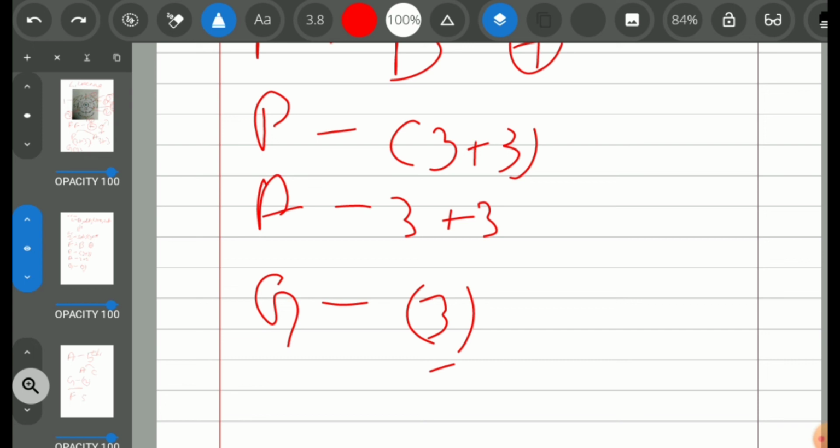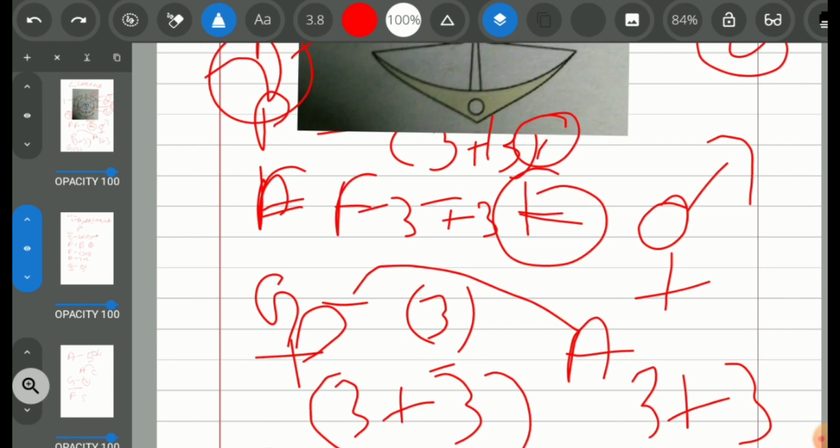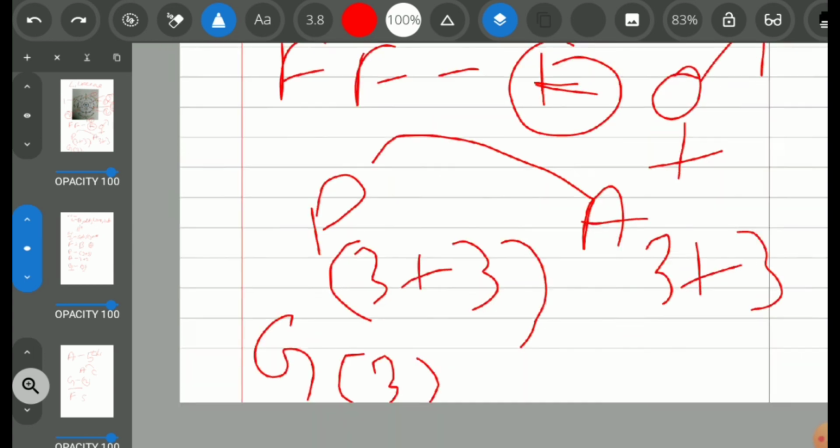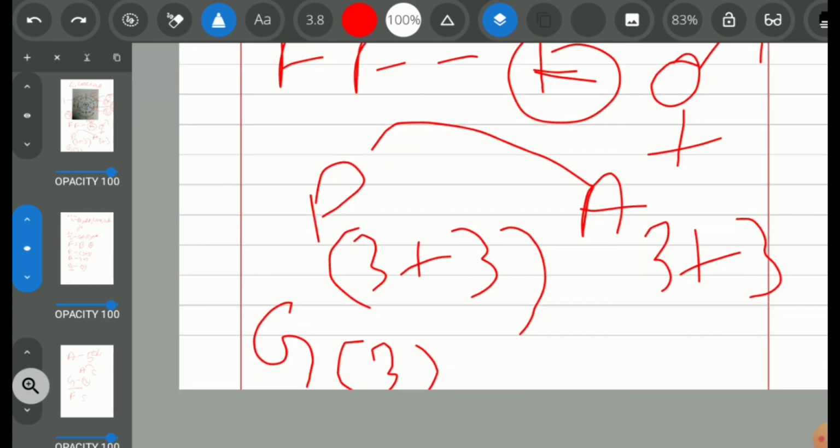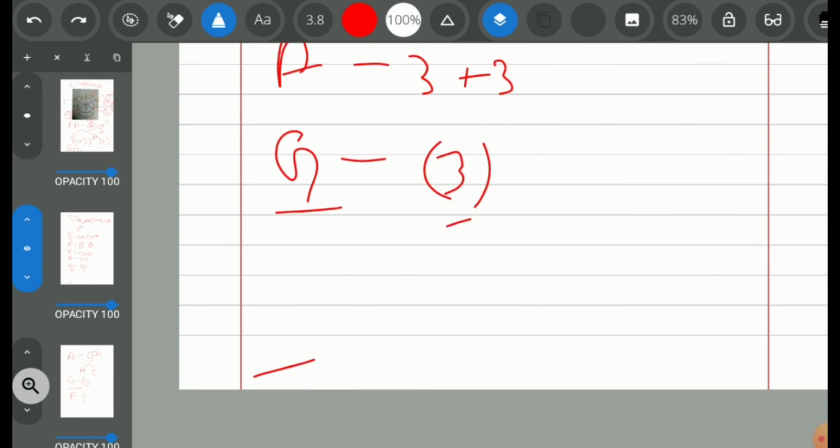Trilocular. Then fruits. It's a superior ovary, that means you need to underline G. Sorry, here also I forgot to say it is superior. So G should be underlined.